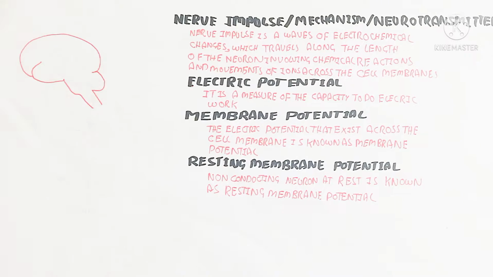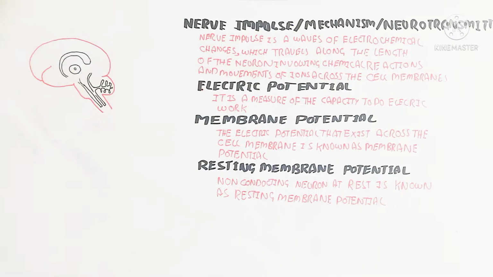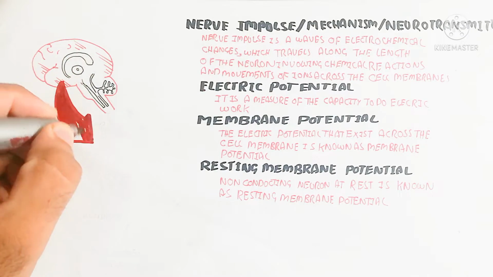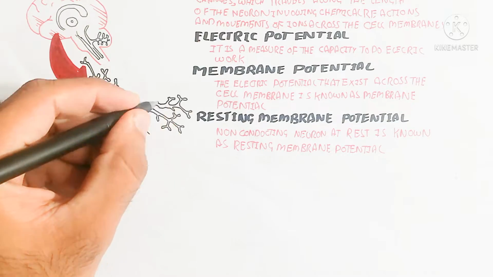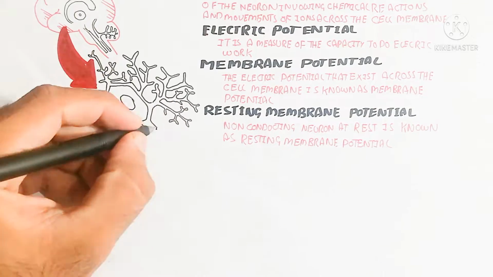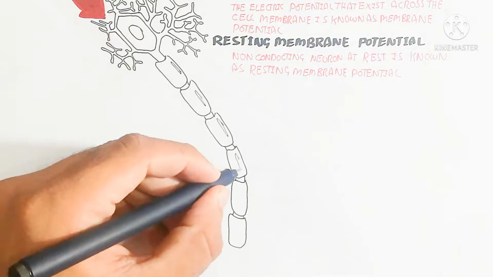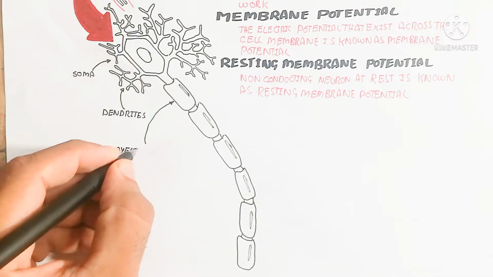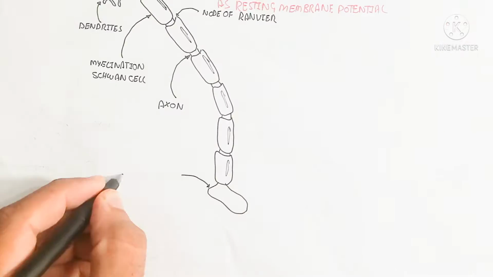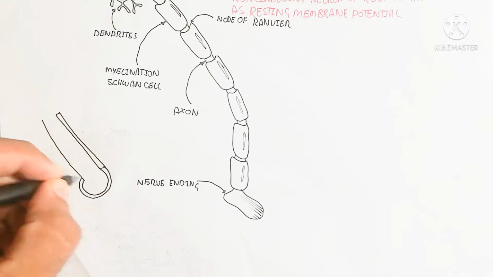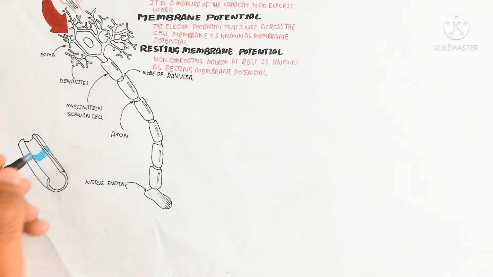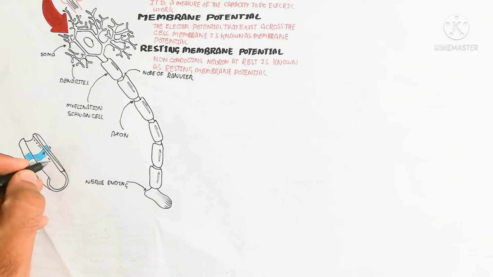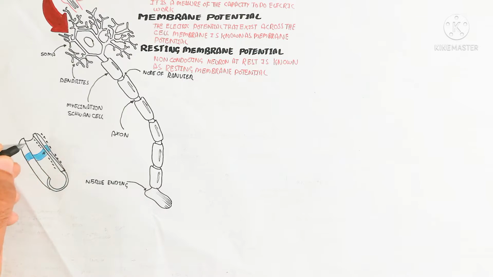The neuron is basically part of the central nervous system as well as the peripheral nervous system. The central nervous system is made up of the brain and spinal cord, while the peripheral nervous system contains somatic nerves. Here is the basic structure of the neuron, which contains the soma, dendrites, tree-like structure, node of Ranvier, the myelination of the Schwann cell, and the axon, which is able to travel the nerve impulse, and the nerve ending.